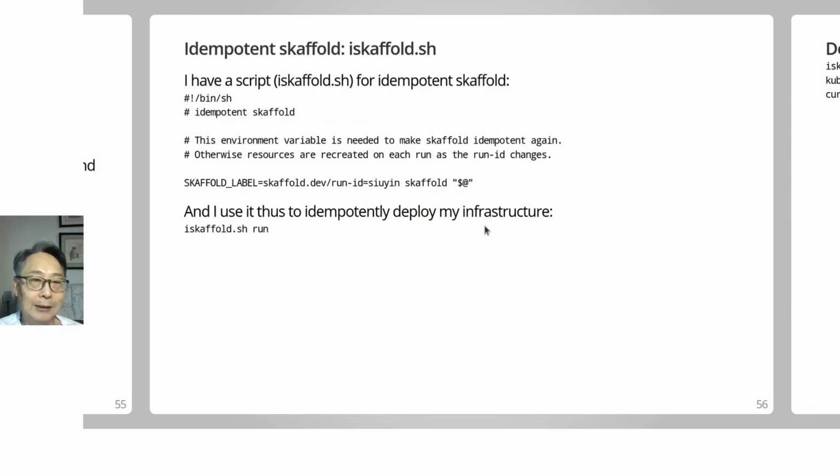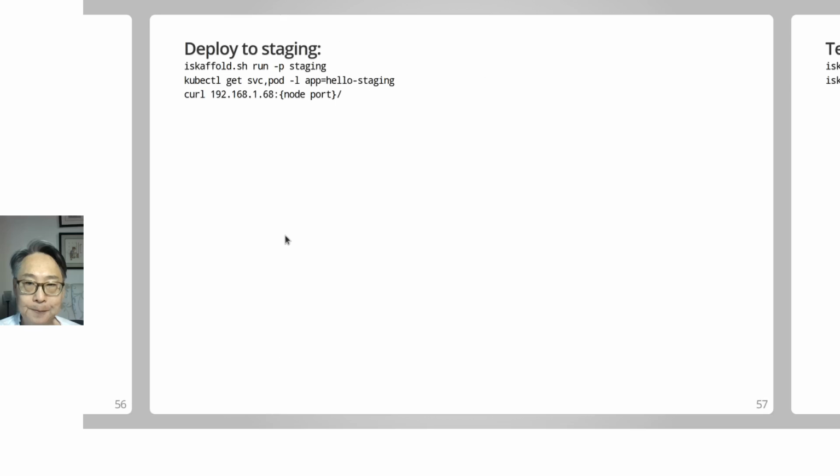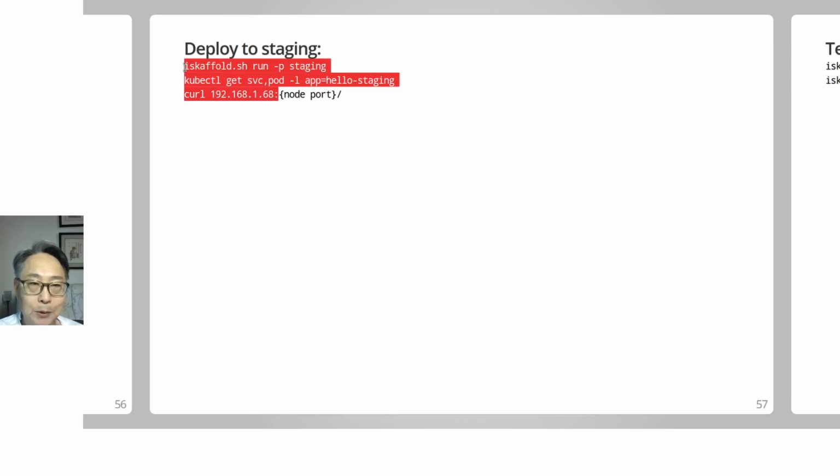So what I've done is created a small script called iskaffold.sh, shell script. It does essentially what I asked it to do. I gave it a run ID. And to run, instead of typing Skaffold run, I now type iskaffold.sh run. Let's do that. Let's deploy it to staging with iskaffold. You won't see any difference because it has a different run ID, but I'll show you that it works.